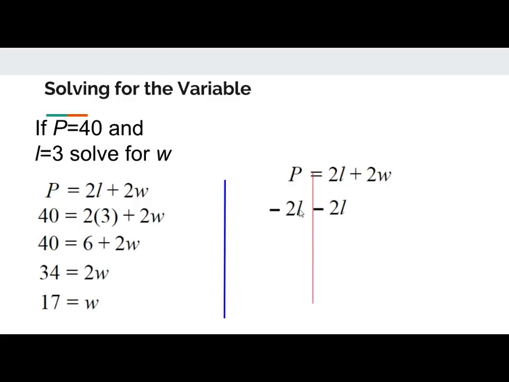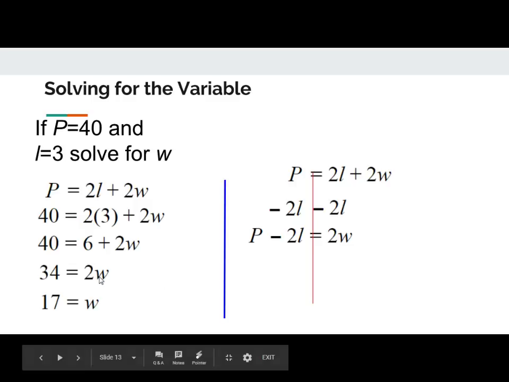We just don't know what L is. We also don't know what P is. So P minus 2L, they're different and we don't know what they are. So we're just left with P minus 2L equals 2W. Now back over here on the left side, to get W by itself, to isolate that variable, we divided both sides by 2. We're going to do the same thing here. We're going to divide both sides by 2 to get W by itself.